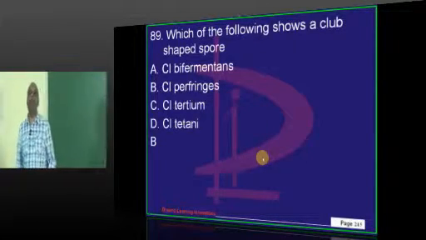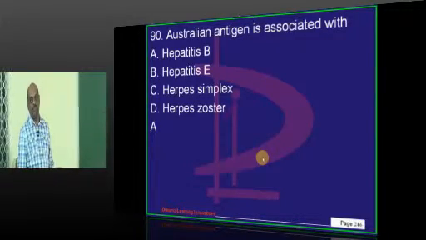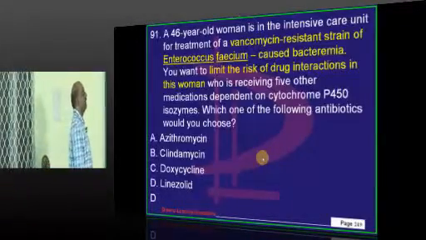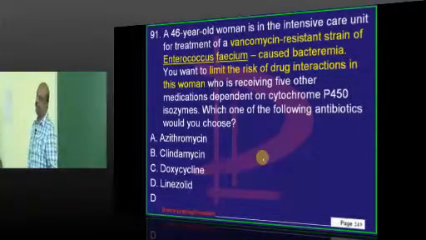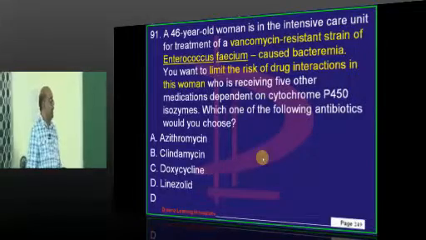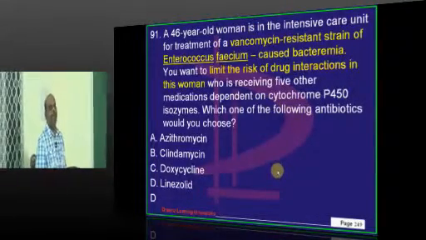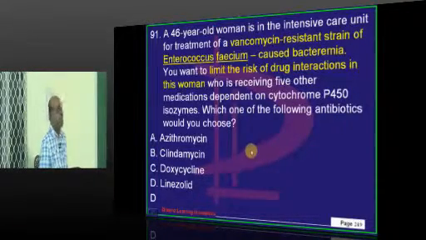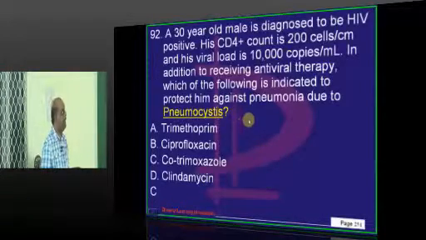Now, club-shaped spores, we find it in the case of the perfringens. HBsAg is Australian antigen. Vanco-resistant enterococci, but you want to use a drug that doesn't interact with P450 system. What is the best drug? Linezolid is the one which need to be basically remembered in this context.